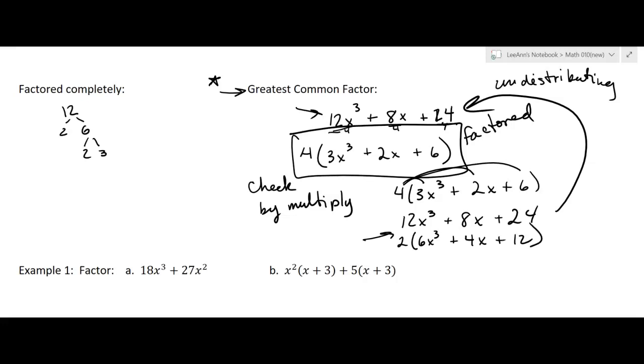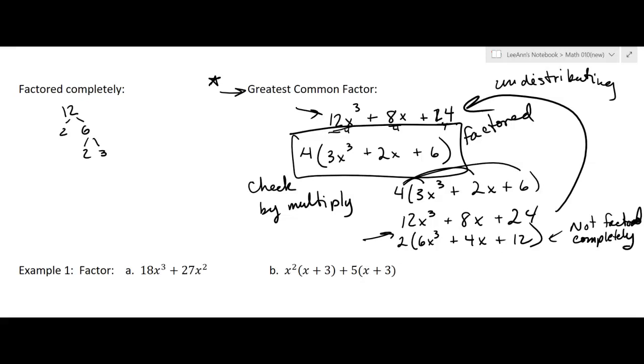Well, if you multiply it out, you're right. 2 times 6 is 12. 2 times 4 is 8. I'm sorry, 2 times 12 is 24. And that works. The problem is this is not factored completely, because you could take out a 4.